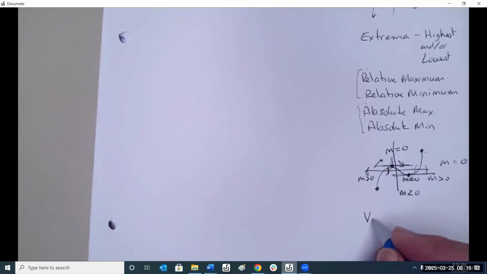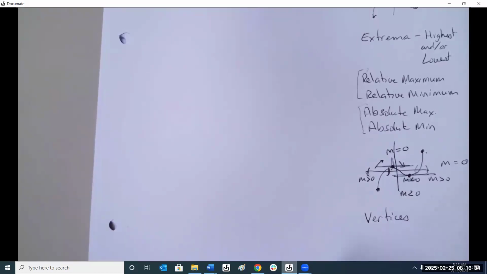So that means this one here and this one here, the slopes are zero at the maximum and minima, at the extrema. Another name for those are vertices. A vertex is a high or low point. How do we find them? We take the first derivative, set it equal to zero, and find out what x values make it zero. Those are the vertices.